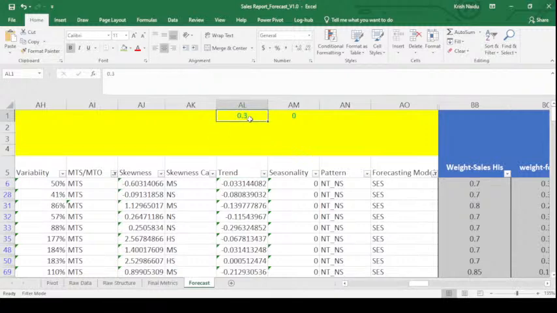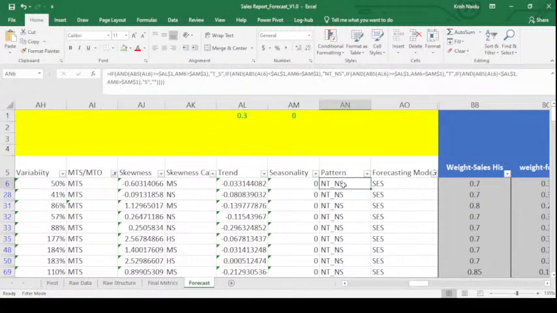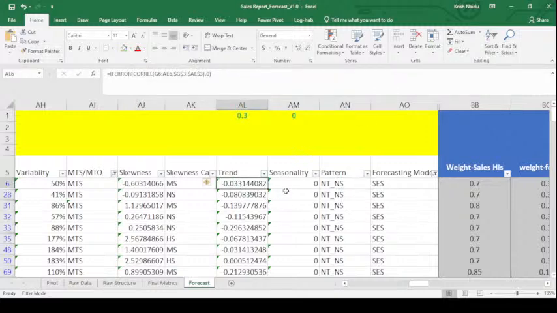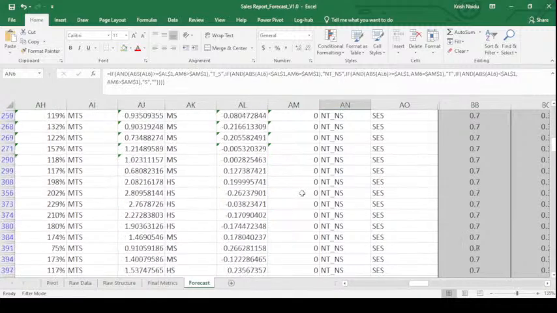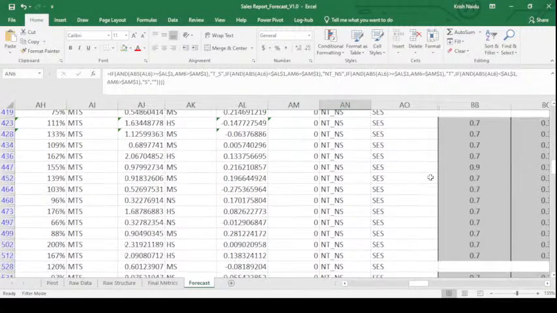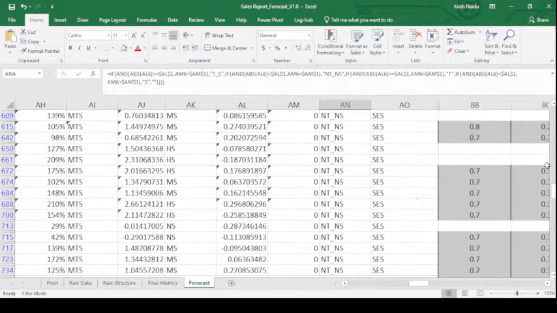If you look at here, I have defined a formula. Whether this value is more than 0.3, then define it as trend, and if this value is more than 0, then define it as seasonality. But in this case, these two values are less than 0.3 and this is equal to 0. In this case, we say there is no trend and no seasonality. NT is called no trend and NS is called no seasonality, right? So like this, we are detecting which data has trend, which data has seasonality. We have to detect that.